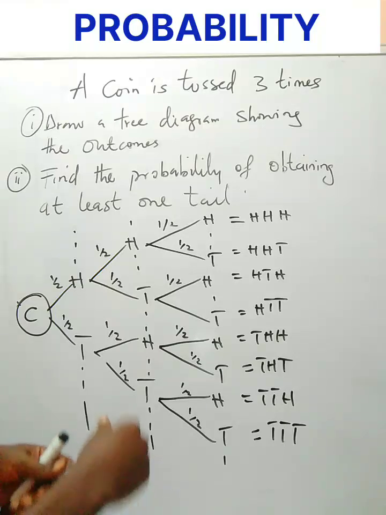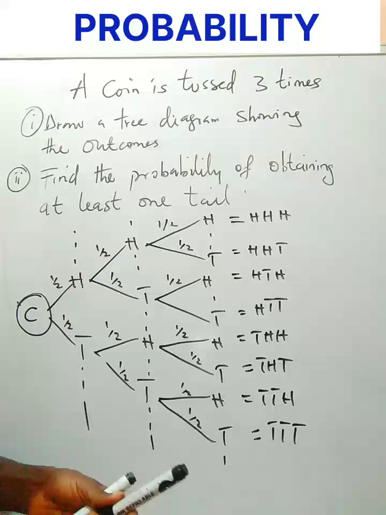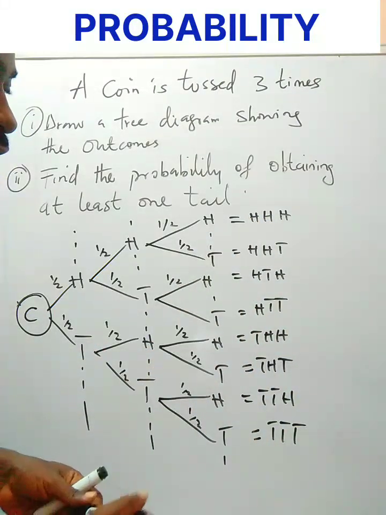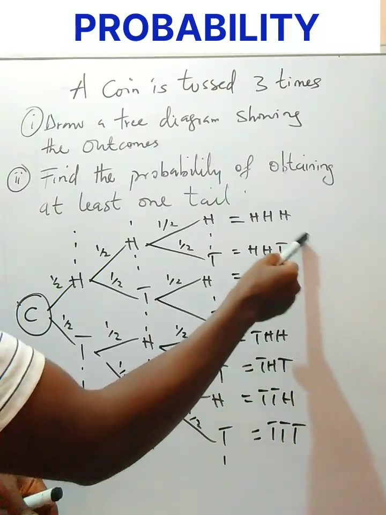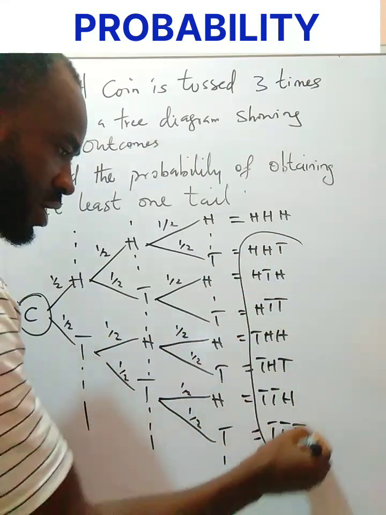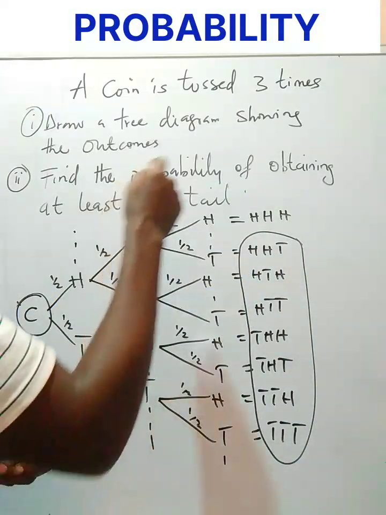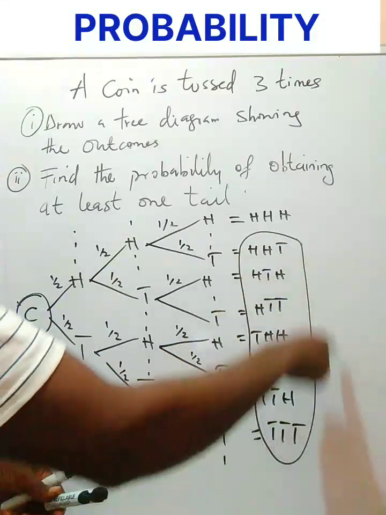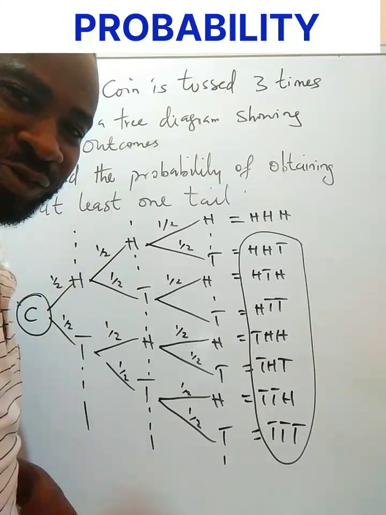Question 2 says find the probability of obtaining at least 1 tail. At least 1 tail means you can have 1 tail or more. So let's look at all these outcomes where we have 1 tail or more. That is everything here, all the outcomes except the first, because there we don't have any tail at all. So that is what we are going to calculate.